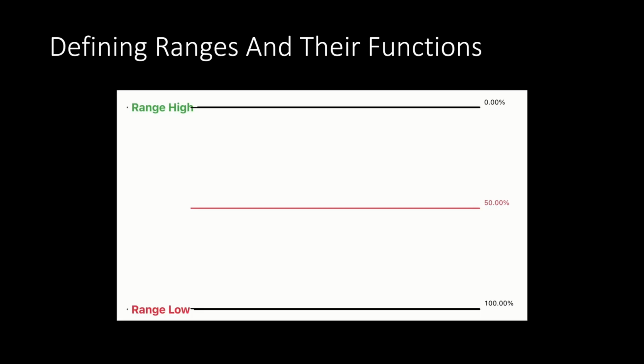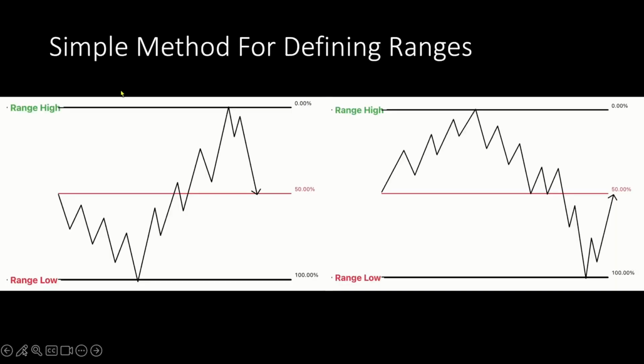And that's what I will teach you during this lecture. We're first going to take a look at a simple method for defining ranges. The most simple method for defining ranges is measuring the dealing range from the range low, from the absolute lowest price level to the absolute highest price level of this current price swing.